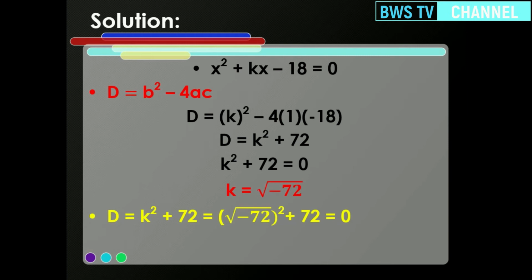Now, your discriminant is 0. What is the description? If your d is 0, you have real, rational, equal roots. And that is the condition of number 1. So that means the value of k, so that we can get a real, rational, equal description of the roots, must be the square root of negative 72. There is no other value of k that can satisfy the given condition in number 1. Okay, so now let's proceed to example number 2.